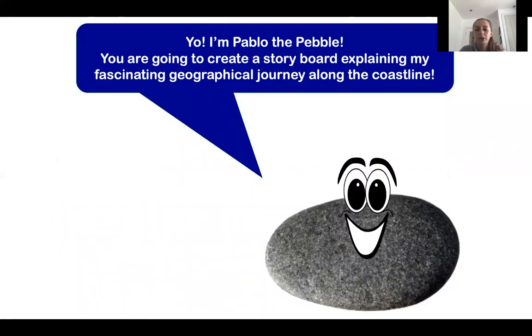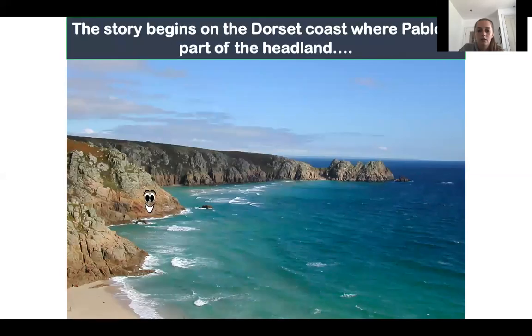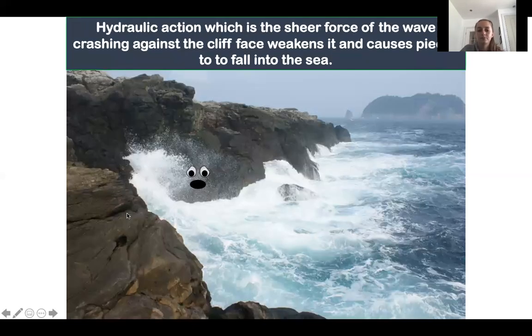Okay, so what we're going to do is create a storyboard explaining how a rock moves along the coastline through longshore drift. I've put together a PowerPoint, some animations of Pablo the pebble, to help you with this storyboard and explaining longshore drift. So the story begins at Dorset Coast, where Pablo is part of the headland. He's actually a rock on this cliff on this headland.